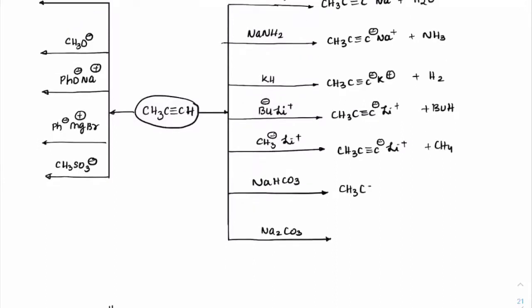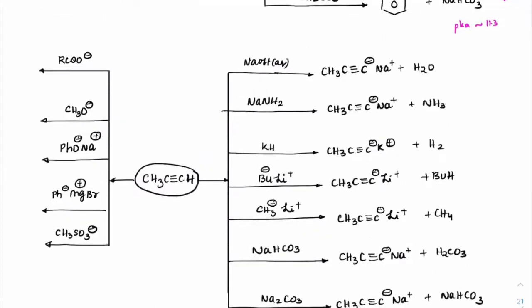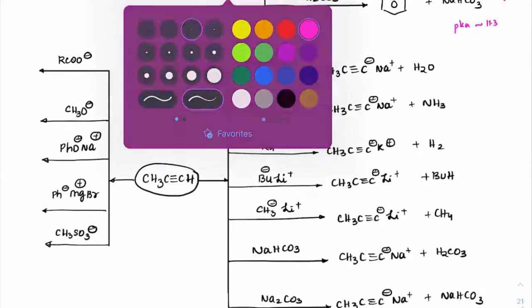CH3 C triple bond C minus Na plus, H2CO3 is formed. CH3 C triple bond C minus Na plus, NaHCO3 is formed. Okay. So we know the pK values. So based on that, let us analyze that.